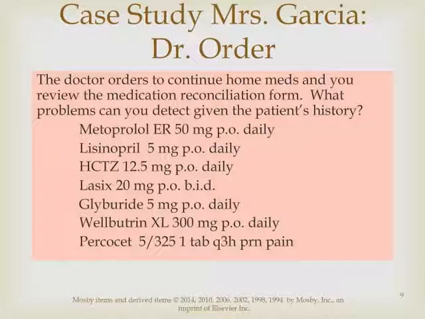She has glyburide, 5 milligrams PO daily. She has Wellbutrin XL, 300 milligrams PO daily. And she has Percocet, 5/325, which is 5 milligrams of the opioid and 325 milligrams of the Tylenol in a tablet every 3 hours, as needed, PRN, for pain. So what's the problem with these medications?